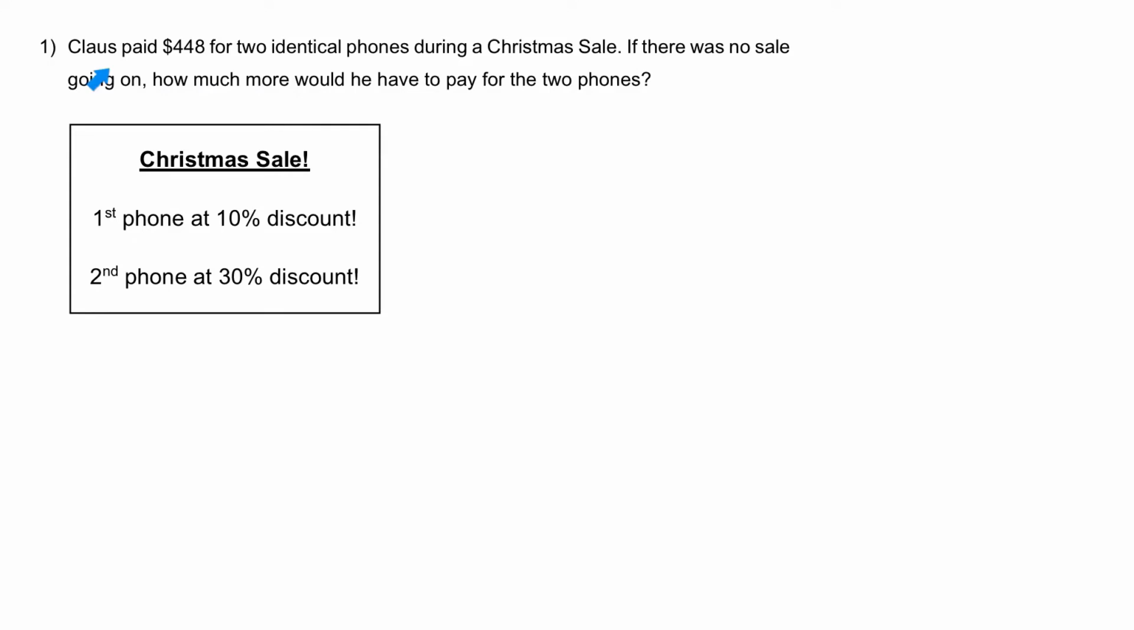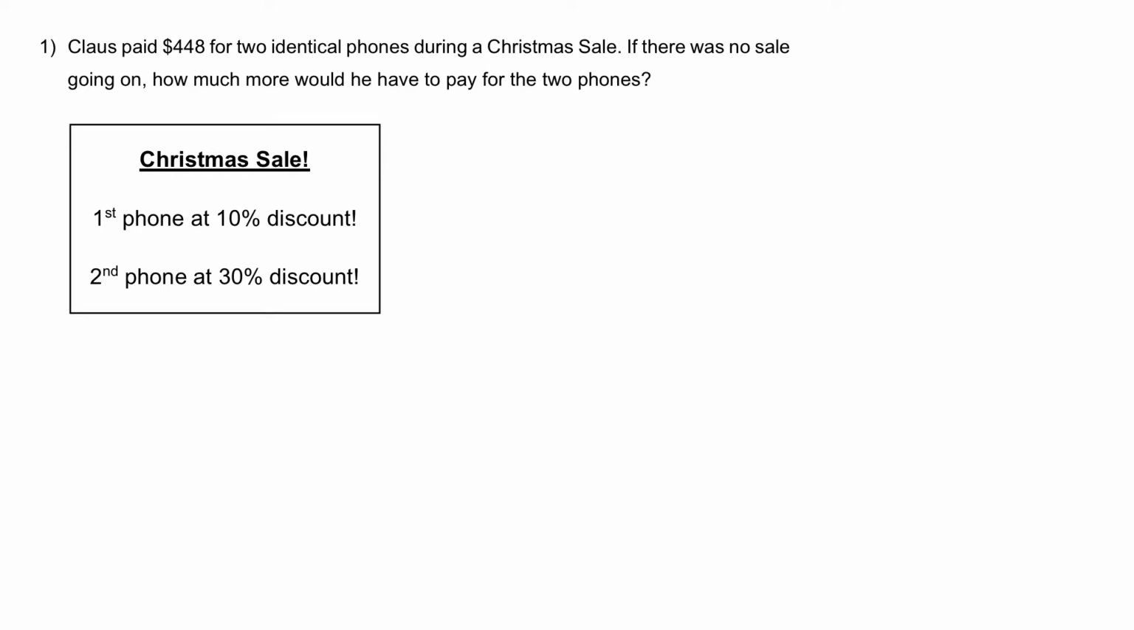Question 1. Klaus paid $448 for two identical phones during a Christmas sale. If there was no sale going on, how much more would he have to pay for the two phones? So this is the discount list.